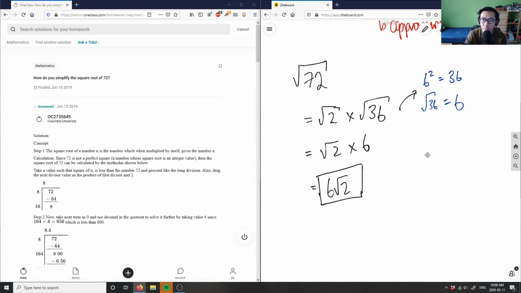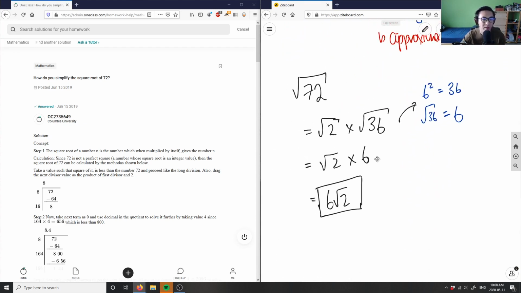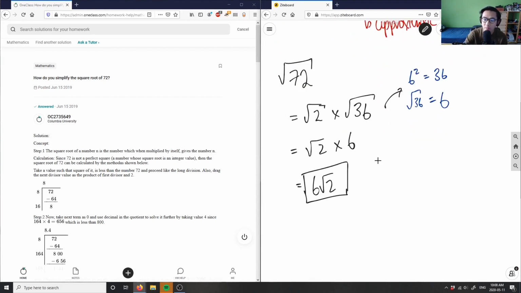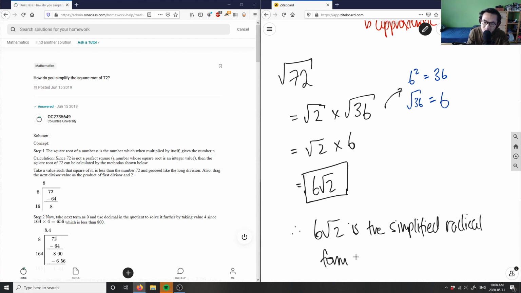So this here is number 1, and this here would be our simplified radical form. So it depends on how this question is being asked. It's asking us how do you simplify, or how do you refine the decimal here. So this would be the simplified radical form. So let me write my answer here. I can say therefore, 6 root 2 is the simplified radical form of root 72. And that here will be our answer.